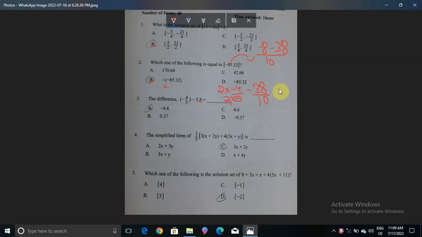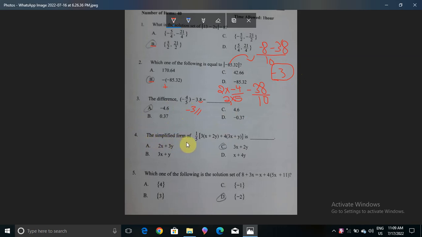Right? Okay. Now what we will do, here we'll get negative 8 minus 38 over 10. It will be negative 3, right? So the answer will be negative 3. But here it says negative 4.6. So the correct answer will be negative 3. Okay, now question number 4.